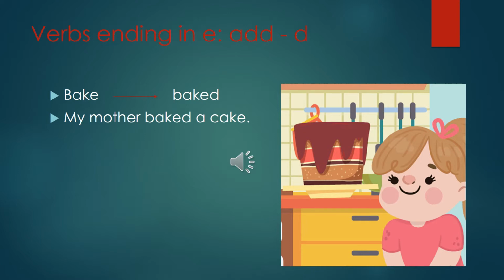Yummy! My mother baked a cake. It was very delicious. So, what should we do here in bake? As usual, we put ed. But look, they just put d. Where is the other e? Okay. Here, because the verb already ends with E, we will just add D. If the verb ends with E, we will just add D. Like bake, baked. So, my mother baked a cake. Very delicious.